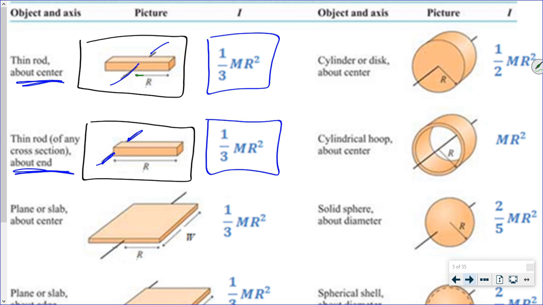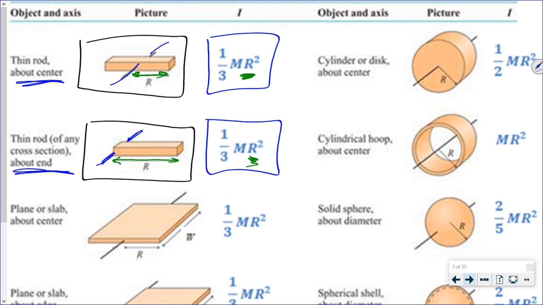For the top one, r is the distance from the axis of rotation to the end of the board, but notice that's just half of the total length, right? So that's what r is here. Whereas here, r is, again, the distance from the axis to the end of the board, but this time that r is now the length of the whole board. Okay, so you have to be careful and make sure that you look at the drawing so that you correctly interpret what r is.